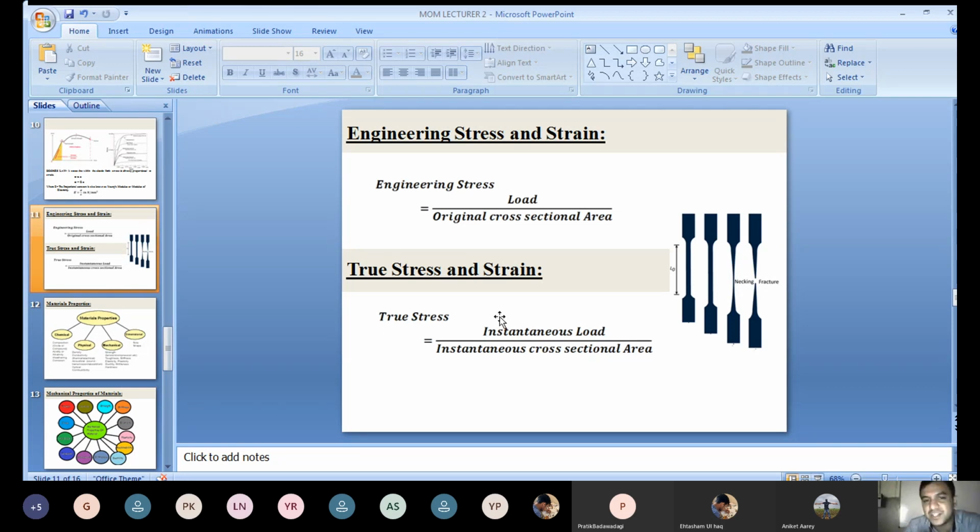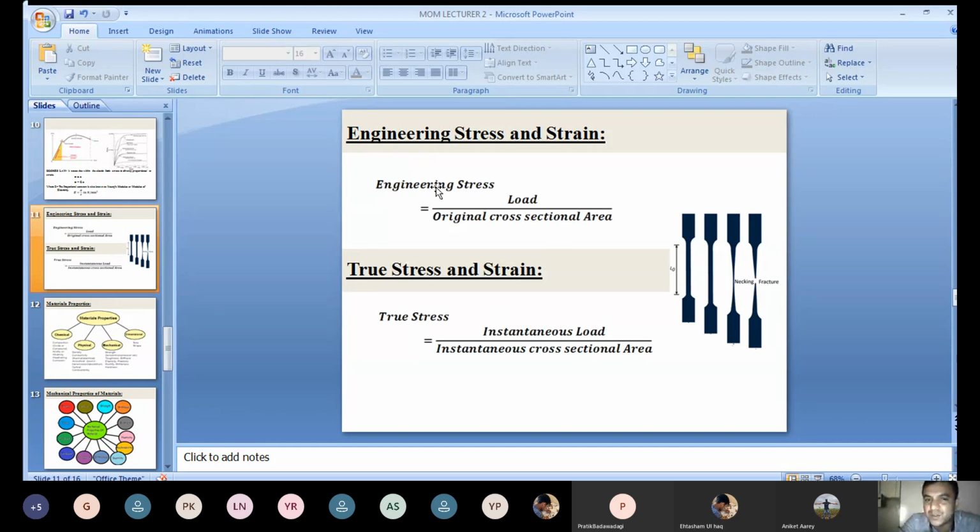There is a difference between engineering stress and true stress. But true stress is actually not used in our theoretical application, because every time you would have to measure the cross-sectional area. It is impossible to measure the cross-sectional area at each time when conducting the experiment. In the laboratory, we do not measure the cross-sectional area each time.